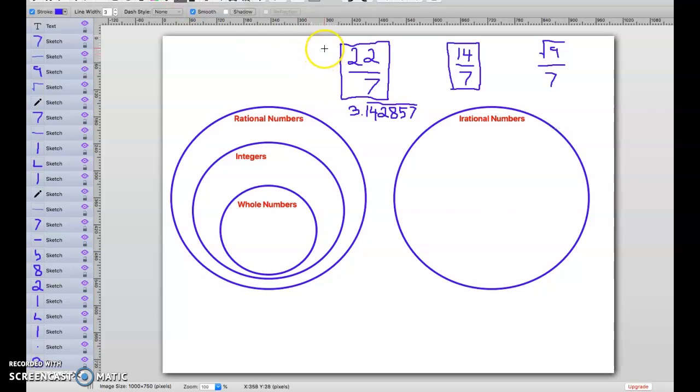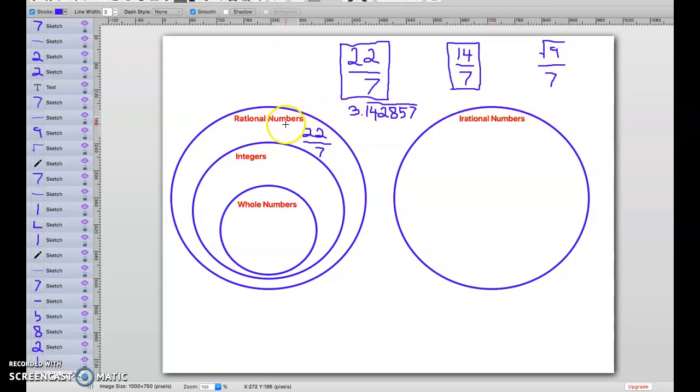So, in the video, Mr. Khan did 22 over 7, and he put that in the rational number circle. And he said, correct, this is correct, and I need to say a little bit more about it. He was right. He said 22 over 7 should go in the rational numbers circle because it can be written as a ratio. Ratio means can be written as a fraction. Irrational numbers can't be written as a fraction.